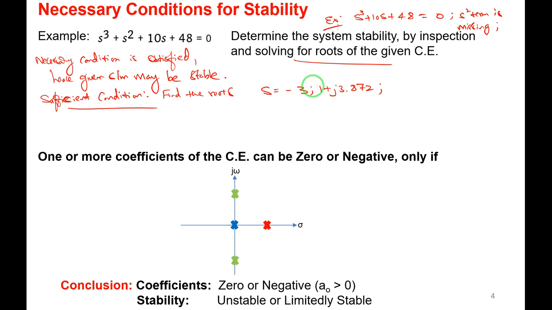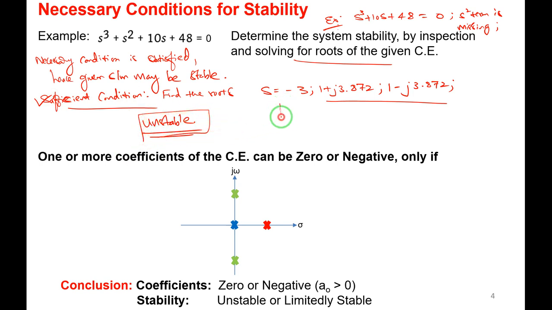The third root is 1 minus j 3.872. Just by looking at the roots, can you tell? One of the roots is lying in the left half of the S-plane, but these two roots are lying in the right half of the S-plane. So the given system is unstable. Now it is very clear that after proving the sufficient condition, clearly I will tell that the given system is unstable.